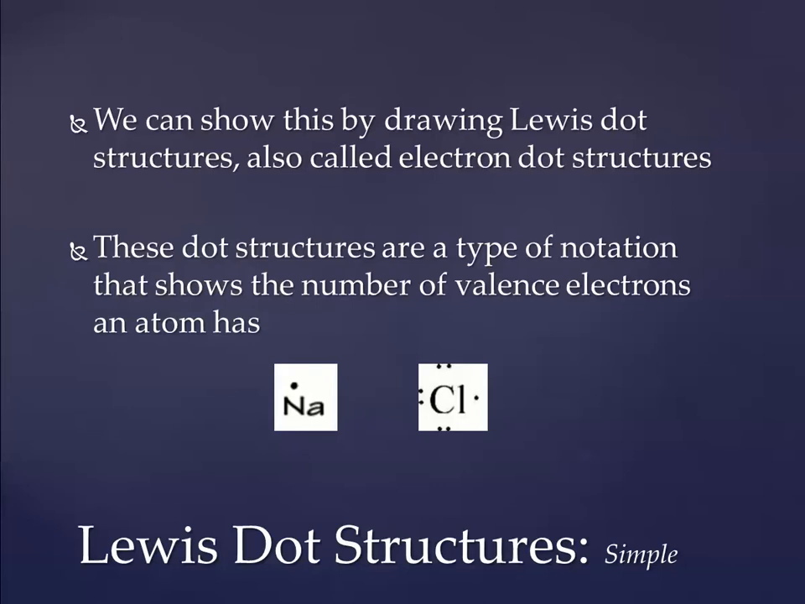So we can show this by drawing Lewis dot structures. These are also called electron dot structures. These dot structures are a type of notation that's going to help us show the number of valence electrons an atom has. So simple electron dot structures just show single elements that have the number of valence electrons. So we have sodium here, so we write Na for its symbol, and then sodium has 1 valence electron, so we draw that valence electron as 1 dot. Chlorine has 7 valence electrons, so we have to include 7 dots around chlorine.